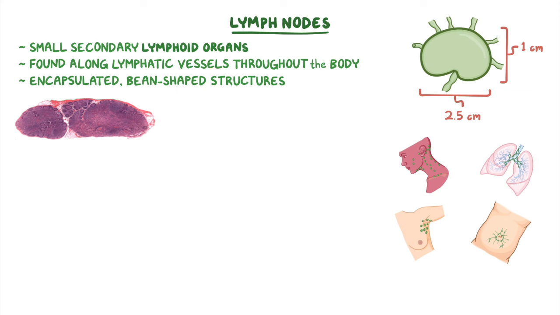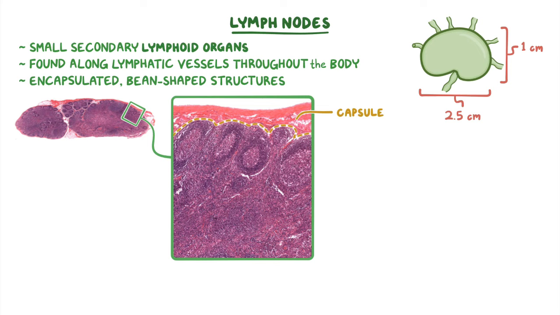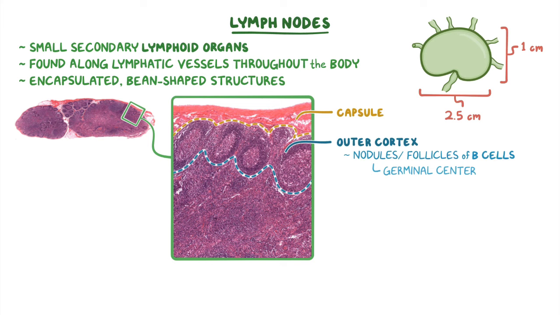If we zoom closer, we can more easily identify the outer capsule of connective tissue, as well as the three functioning regions of the lymph node. Just beneath the capsule is the outer cortex, which contains spherical nodules or follicles of B cells, each with a germinal center, similar to the follicles of the spleen. The germinal center is where B cells differentiate into plasma cells.